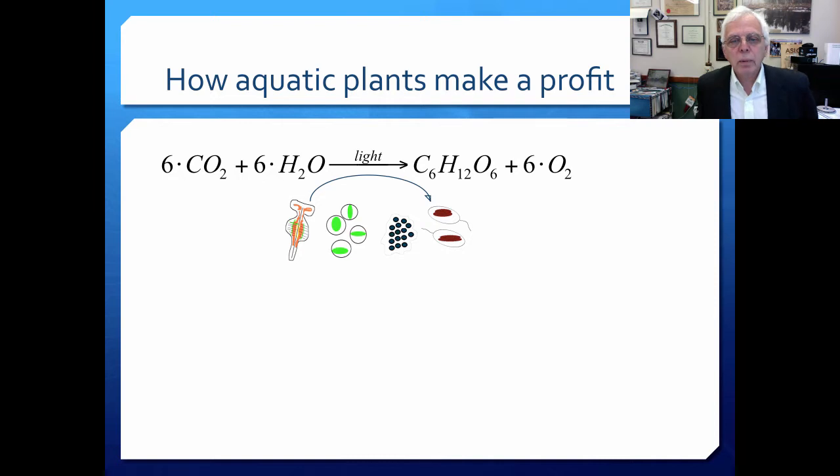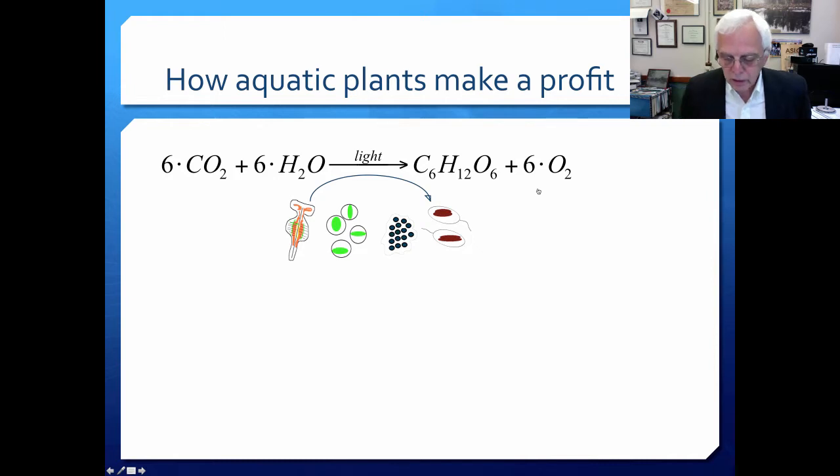So here's how aquatic plants make a profit. And you've probably seen this equation a bunch of times. Over here on the left you have 6 carbon dioxide molecules, and obviously we have lots of water in the aquatic environment, so we have 6 water molecules. And in the presence of light, these photosynthesizers, such as this diatom, green alga, cyanobacterium, and so on, can turn that CO2 into sugars, or basically other sorts of carbohydrates or energy stores, and in the process they generate oxygen.